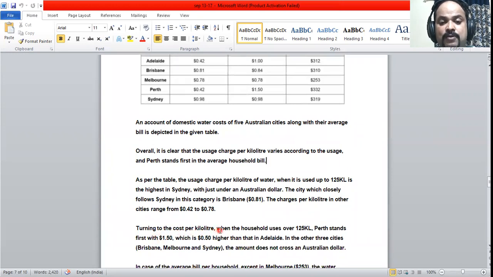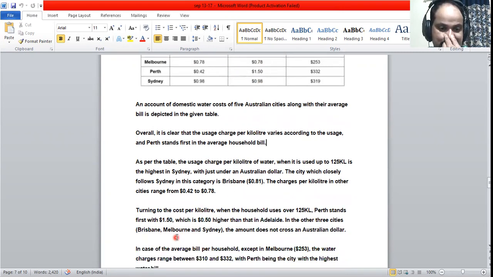Turning to the cost per kiloliter when the household uses over 125 KL, Perth stands first with 1.5 Australian dollars, which is $0.50 higher than that in Adelaide. In the other three cities, Brisbane, Melbourne, and Sydney, the amount does not cross an Australian dollar. It's under $1 Australian: 0.84, 0.78, and 0.9.